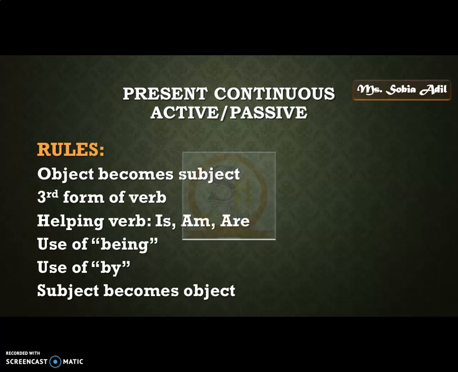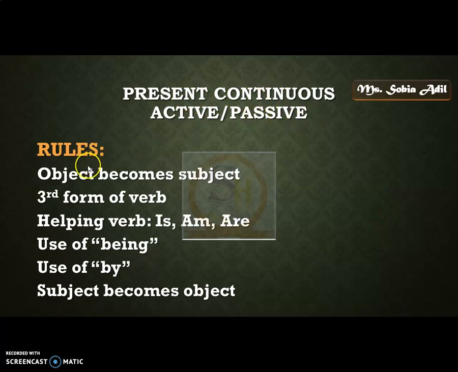Students, yesterday we did the active passive of present indefinite tense. I told you the difference between active voice and passive voice, right? So today we are to deal with the next tense, the active passive of present continuous tense. So the rules you need to follow while changing the active voice of present continuous tense into passive voice, right?